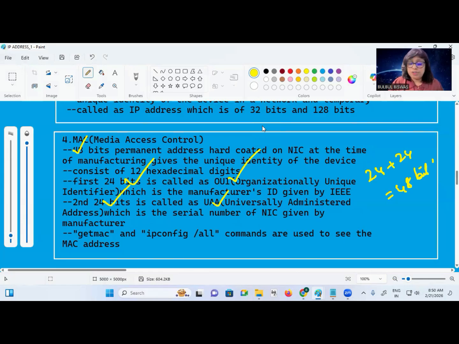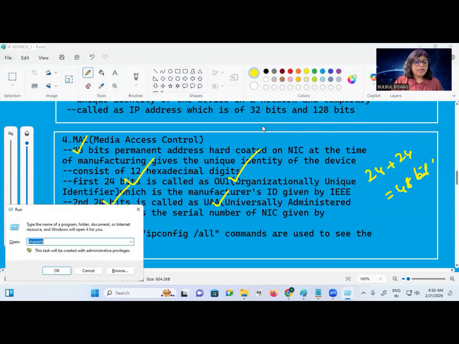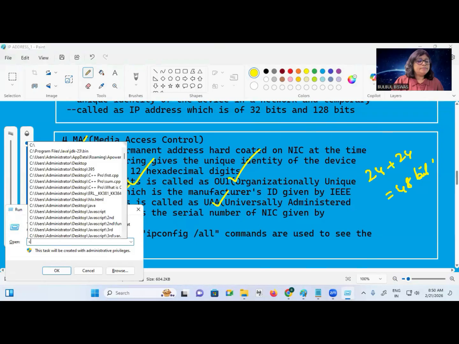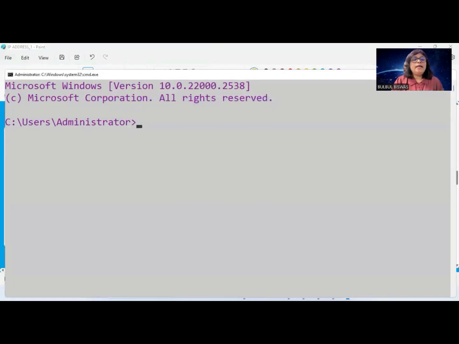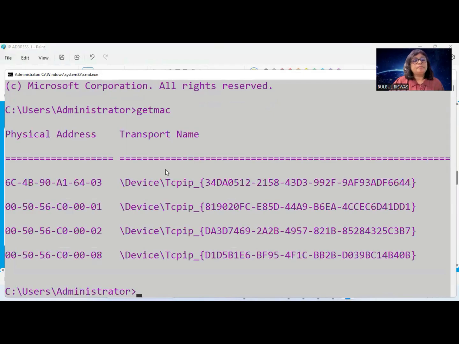So do you know how to check it? Let's see. Windows R, CMD. Here I want to see the MAC address of my computer. So type getmac. Which command are you typing? getmac. Yes, and this is the physical address. You see 12 hexadecimal digits are there.